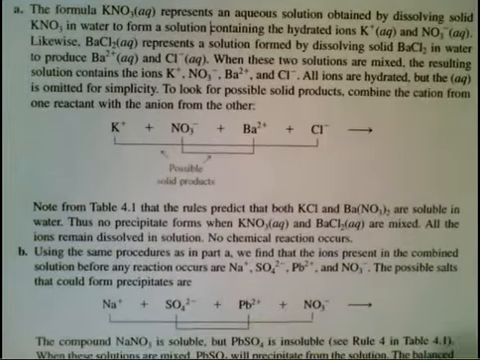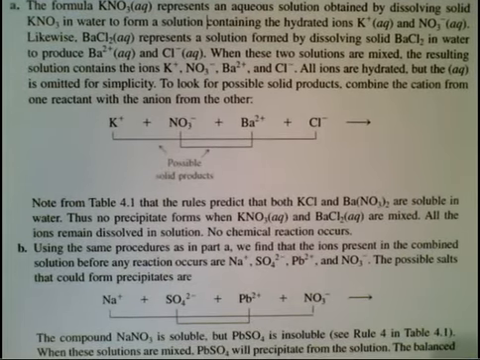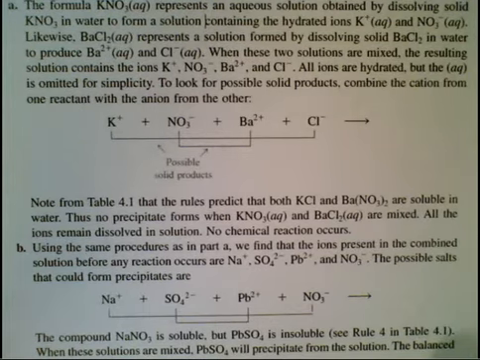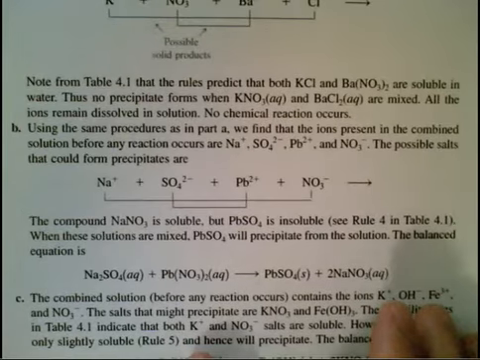Note from table 4.1 that the rules predict that both KCl and barium nitrate are soluble in water. Therefore, no precipitate forms when KNO3 and BaCl2 are mixed. All the ions remain dissolved in solution. No chemical reaction occurs. Go on to the second one.